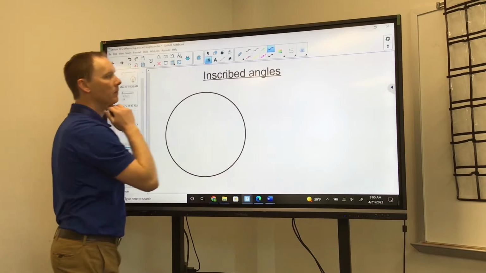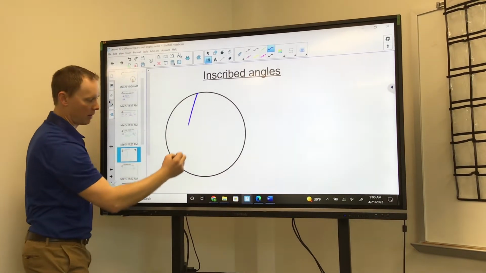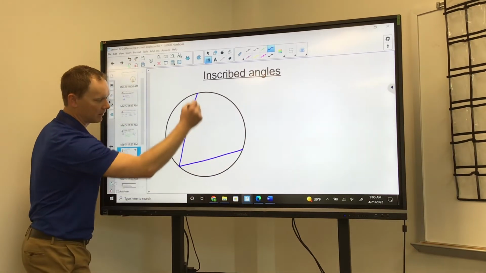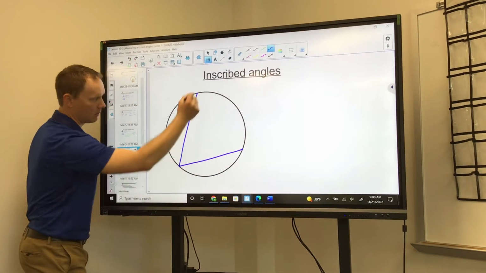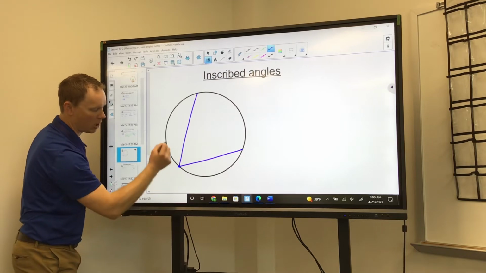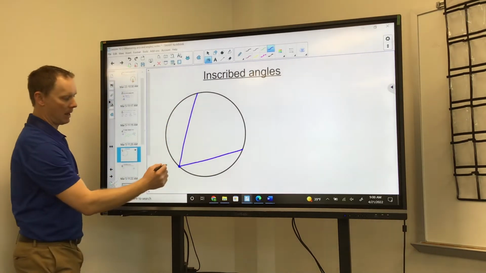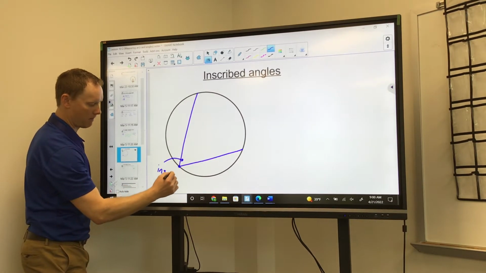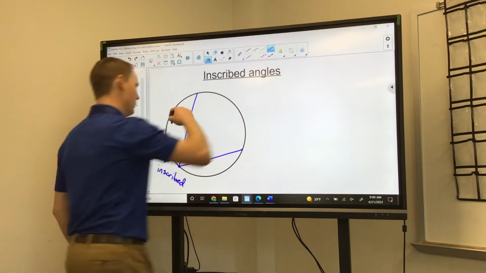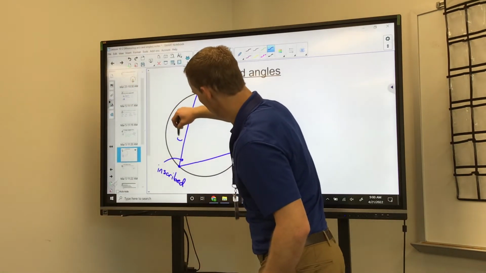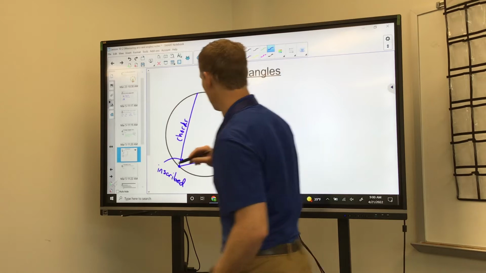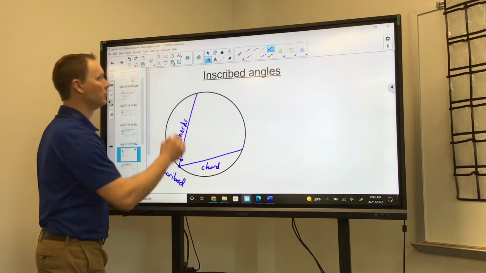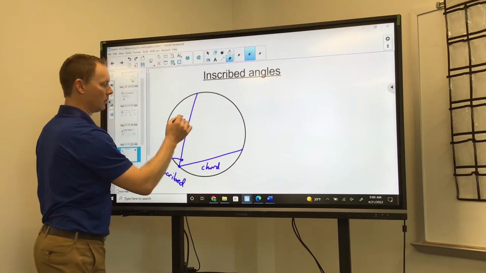Inscribed angles. This is an inscribed angle right here. Instead of the vertex being at the center, like a central angle, we move the vertex on the circle, and this angle is considered inscribed. The sides are called chords, and we will talk more about that another day.